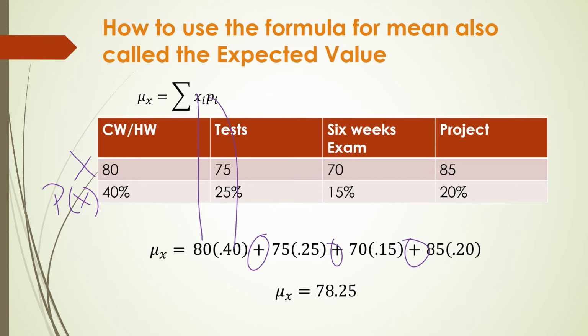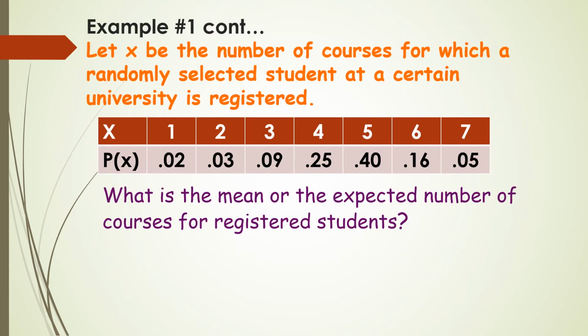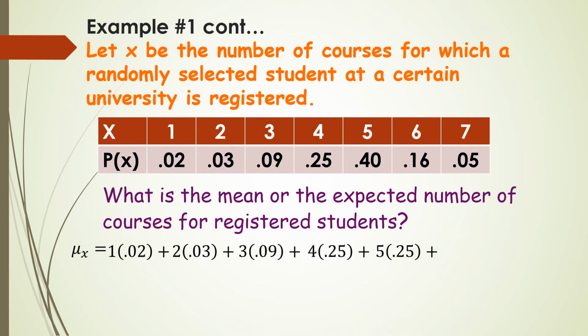So let's actually do it with our number of courses. It says, what is the mean or the expected number of courses for registered students? Remember that the words expected number of courses mean to find the average. So again, I'm going to do the exact same thing. I'm going to write the mean out, take each scenario, multiply it by its probability, and add it up. Which is why, if you have to do this formula, you can easily do it on a calculator. So it could show up on a free response.